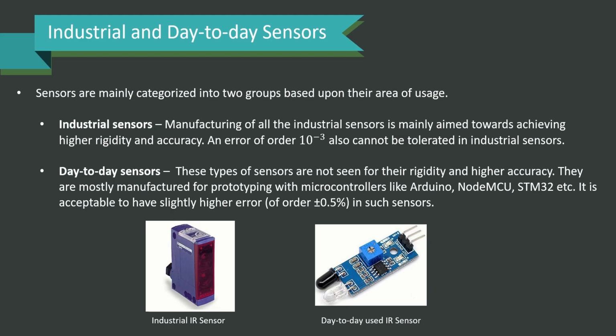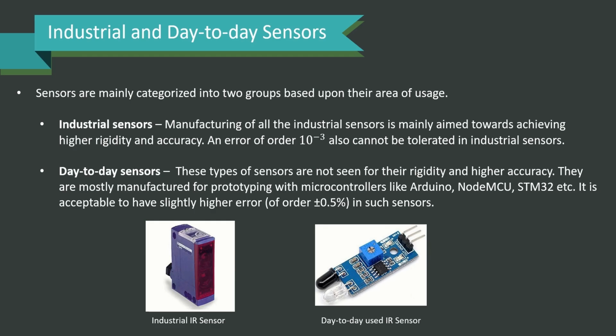Day to day sensors are not judged by their rigidity or higher accuracy. There can be mild changes here and there with respect to the measurement. They are mostly manufactured for prototyping with microcontrollers like Arduino, NodeMCU, STM32, etc. It is acceptable to have a slight error rate in such sensors, and one important point to be highlighted here, the industrial sensors could be expensive whereas the day-to-day IR sensor or whatever sensor we use could be cheaper.